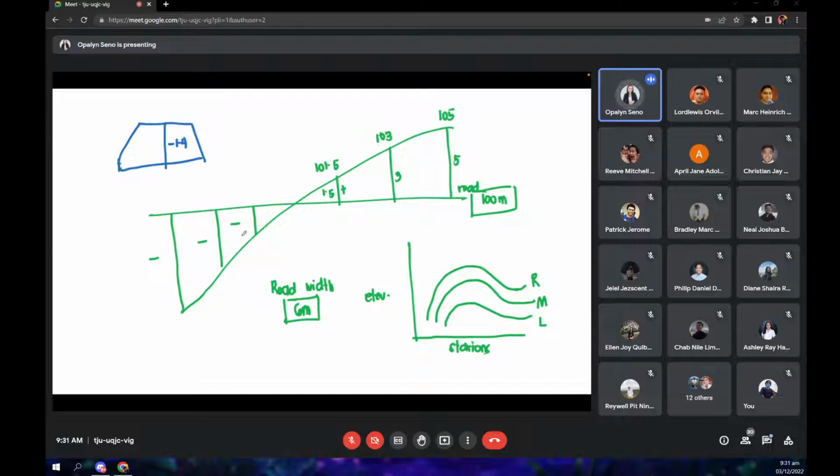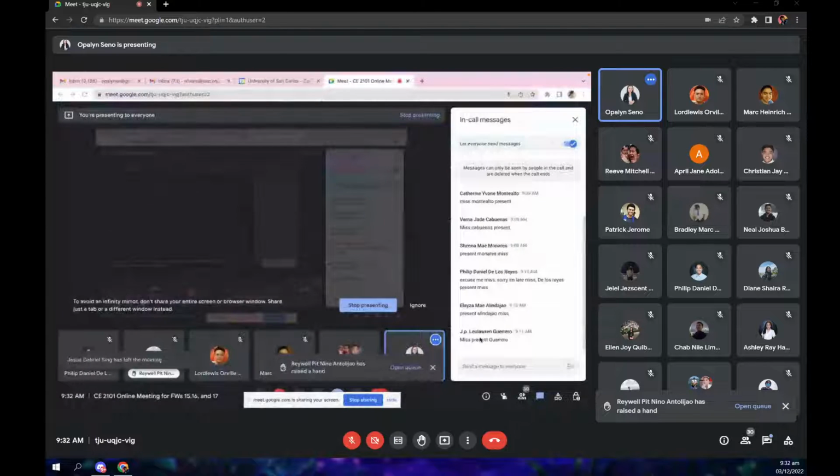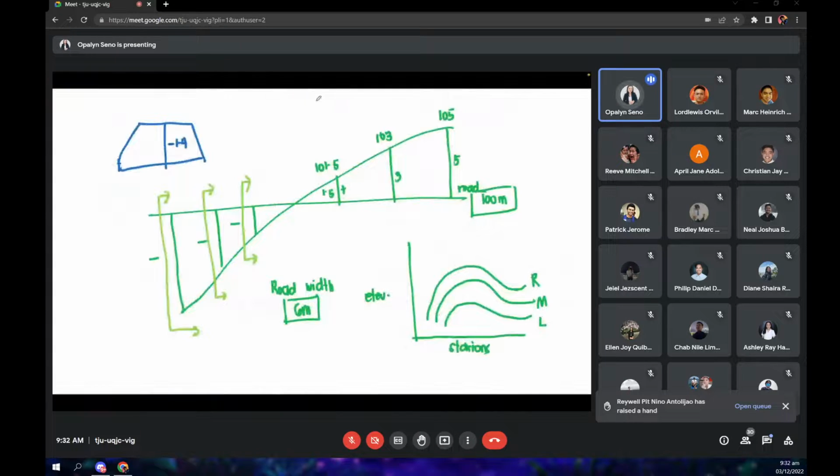And then that would be your graph. You interpret the stations and then the elevation. So that is your road profile. Okay? So that would be for the road profile. Get the profile of each station. Okay? Get the profile of each station. Alright, so any questions about road profiling? Okay, any questions on the road profile?